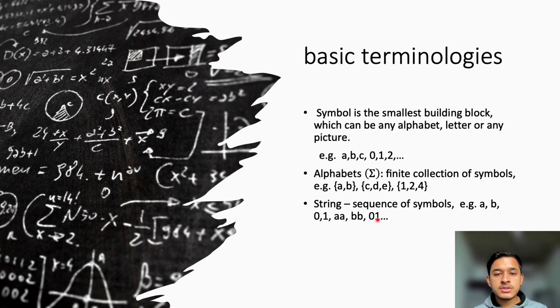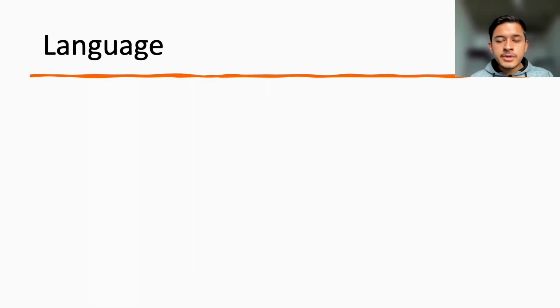The next one is a string, that is a sequence of symbols. For example, A, B, 0, 1, A, B, B and so on. Coming to the next one, that is language. Language is a set of strings. For example, sigma equals {0, 1}. Here 0 and 1 are the alphabet symbols. To understand language, let us build some languages over these two symbols 0 and 1.